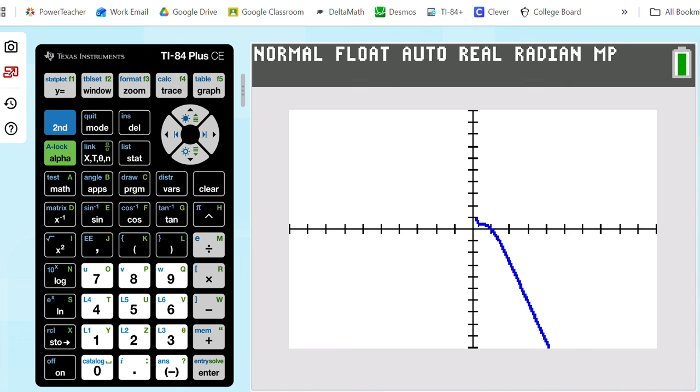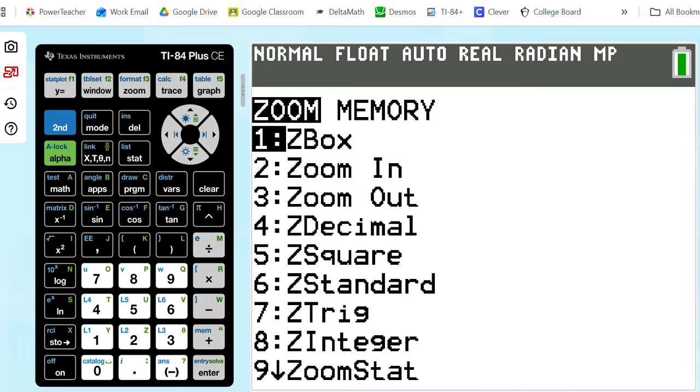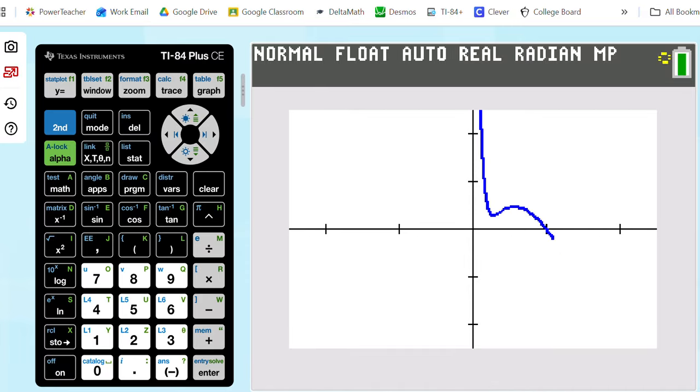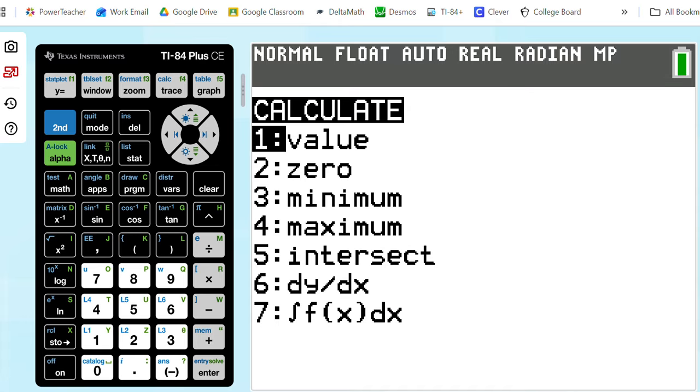Sometimes it doesn't resolve real well, so if we zoom in, we're hitting zoom option 2, and if you just hit enter, it'll zoom in right where your cursor is flashing. For us, that's at the origin. I think we can see that it sure looks like it's crossing at x equals 1. But to confirm that it is 1, we want to hit the second button and then the trace button.